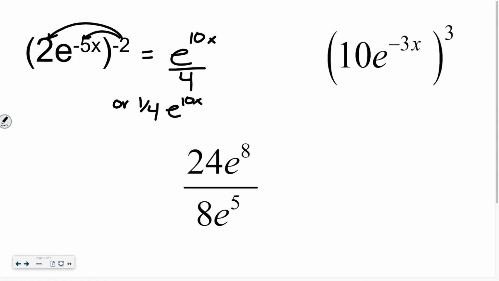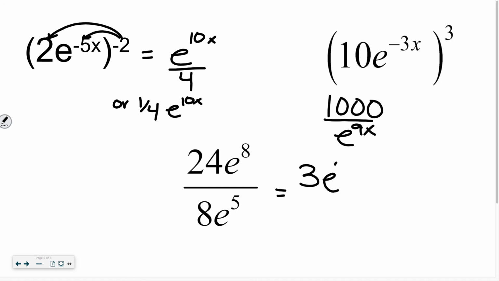Okay, what will we do over here? 1,000 over e to the 9x. Awesome. Okay, the negative is going to flip only that piece. And this one's going to be 3e cubed.